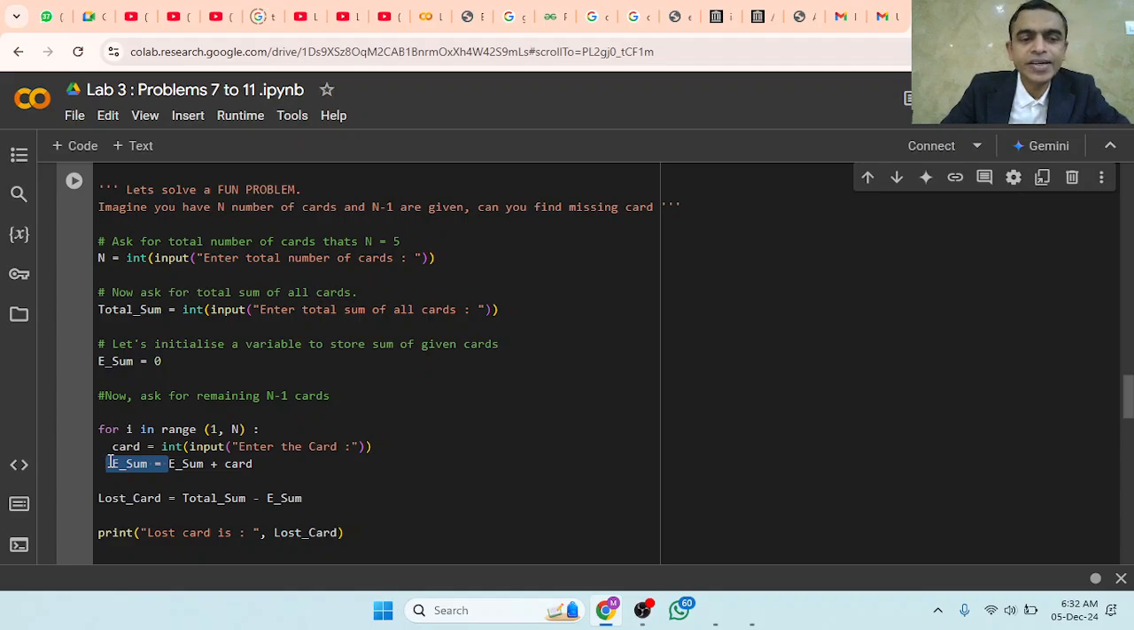What is the lost card? Lost card is simple, right? Lost card is equal to total sum minus esum. So our total sum was 15, esum was 10, so 15 minus 10, so the lost card is 5. So this is how we solve this very fun kind of a problem.